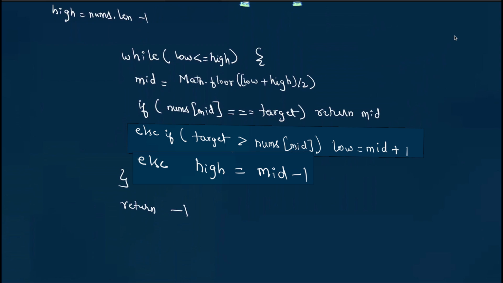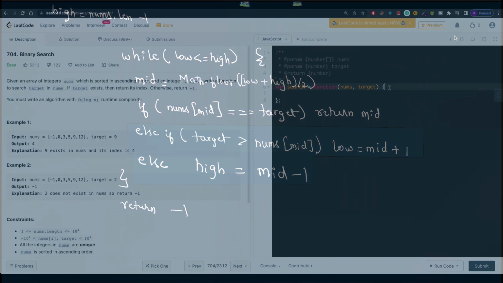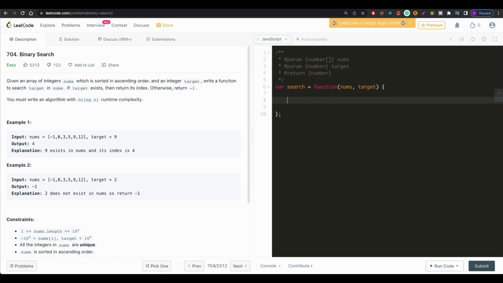Let's try executing this on Leetcode. Okay, so now we are back on Leetcode. Let low is equal to 0, let high is equal to nums.length minus 1. We'll take a while loop here: low less than or equal to high. Let mid is equal to, we'll take the floor value, low plus high by 2.